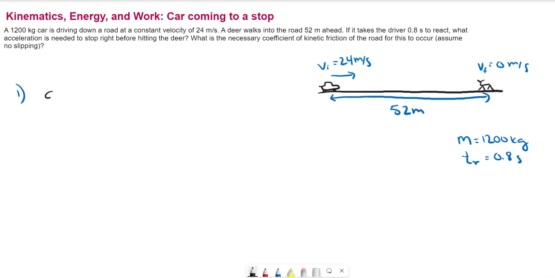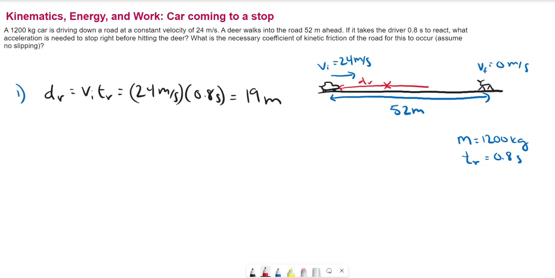So the reaction distance is what we're going to call this, and it is equal to the initial velocity the car is moving at times the reaction time. That's 24 meters per second times 0.8 seconds, and that is about 19 meters. So this here is d_r, and the remainder is what we're going to call delta x, the distance that the car is braking or decelerating. Let's subtract 19 from 52 to get delta x, and that's about 33 meters.